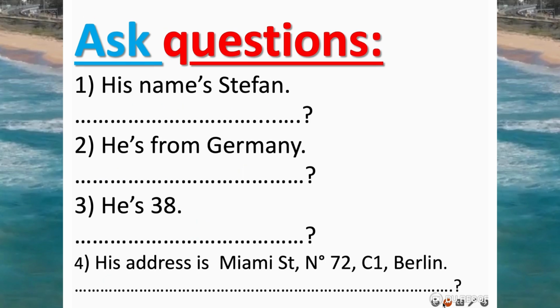Ask questions. His name's Stefan. He's from Germany. He's 38. His address is Miami Street, number 72, C1, Berlin. Let's see the answers.